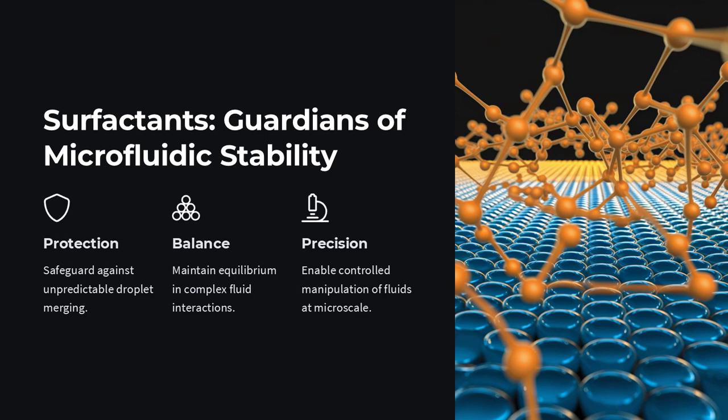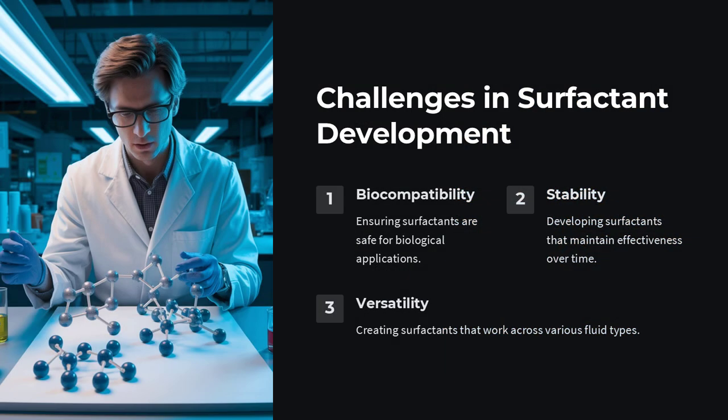One might ask, how do these molecular differences translate to real-world performance? The answer is that the choice of surfactant can determine not only the size and uniformity of the droplets, but also their longevity and resistance to environmental fluctuations. In one instance, researchers developing a microfluidic platform for cancer cell analysis chose a combination of non-ionic and ionic surfactants to create a balanced system that maintained droplet integrity under varying temperature and flow conditions.